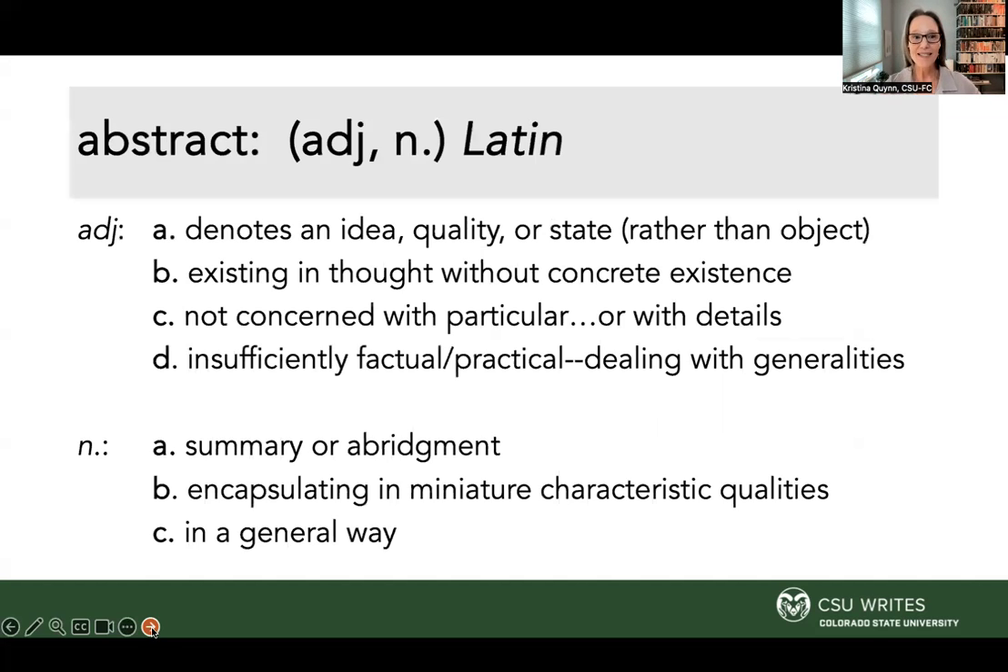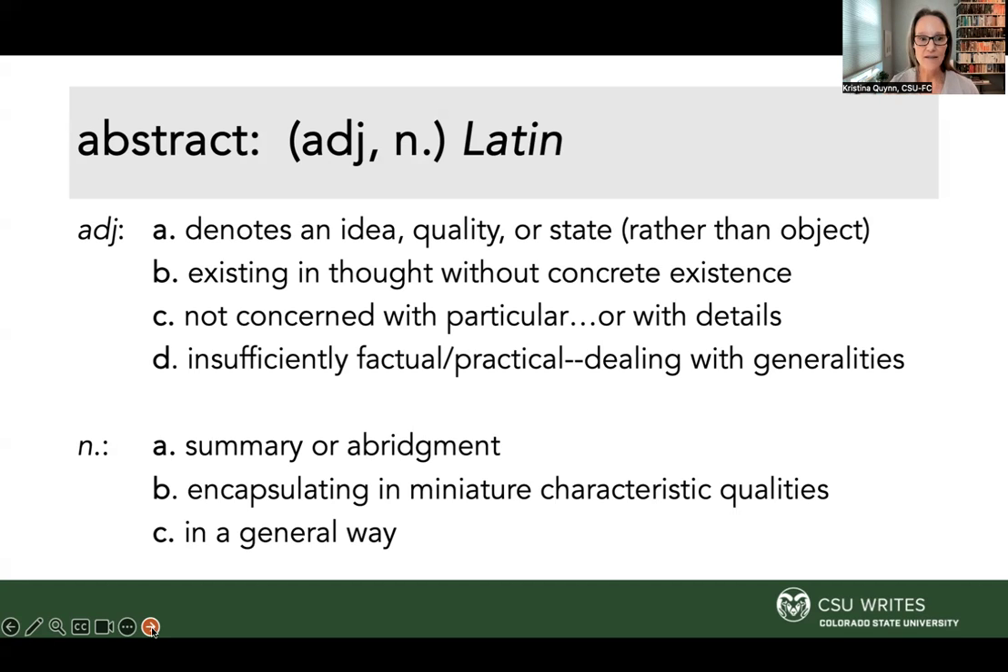It is representing something else, right? So that's that kind of general if you're modifying a word, right? That's the adjective form of it. It's not concerned with the particular or the details. Notice that it's kind of general, right? And it may be insufficiently factual. So when we say, well, it's only abstract, or I'm abstracting this idea, it's insufficiently factual or practical, right?